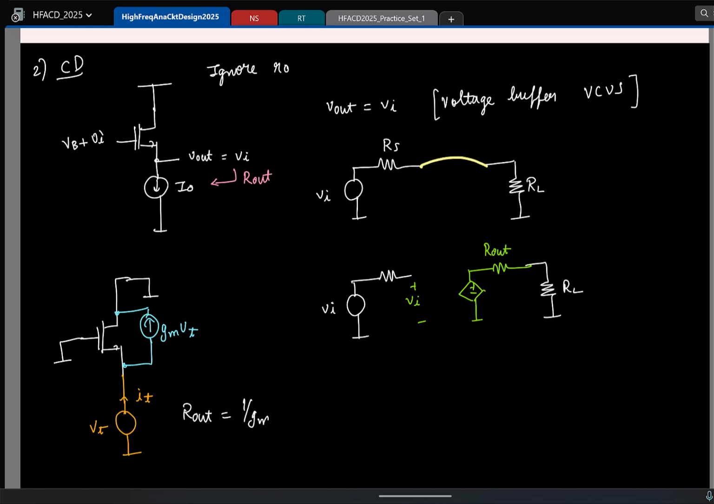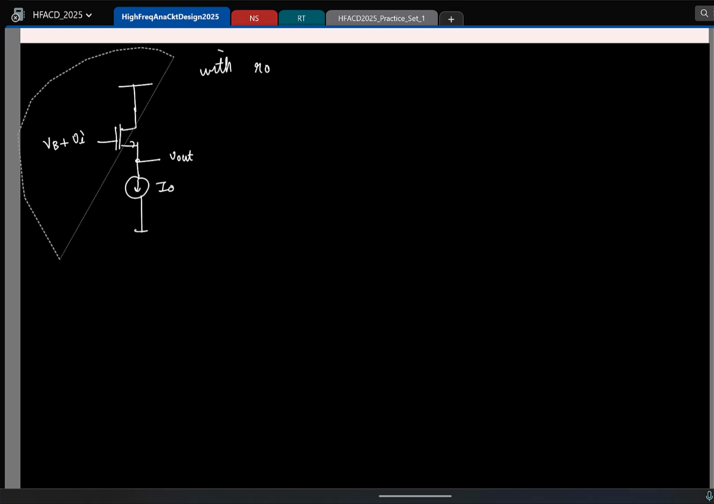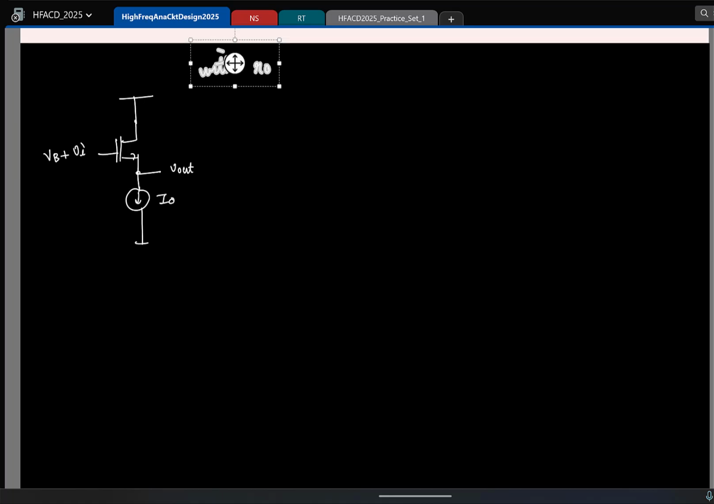Okay. So now let's quickly repeat this with R naught considered. So let's say this is with R naught. So once again, to calculate what is the change seen at the source if the gate changes, you can resort to small signal and do it, but we will do something else here, and this is something we might do a lot of times in the course, and that is the following.